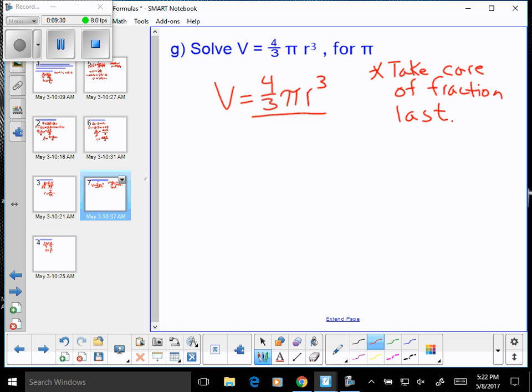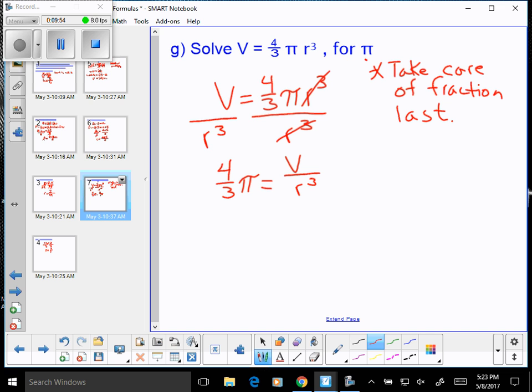I don't want this r cubed. Notice I want pi. Well, I need to undo that. So I can divide both sides by r cubed. This r cubed cancels out that r cubed. Now, if you like, go ahead and rewrite it at this point, putting that 4/3 pi over on the left side.